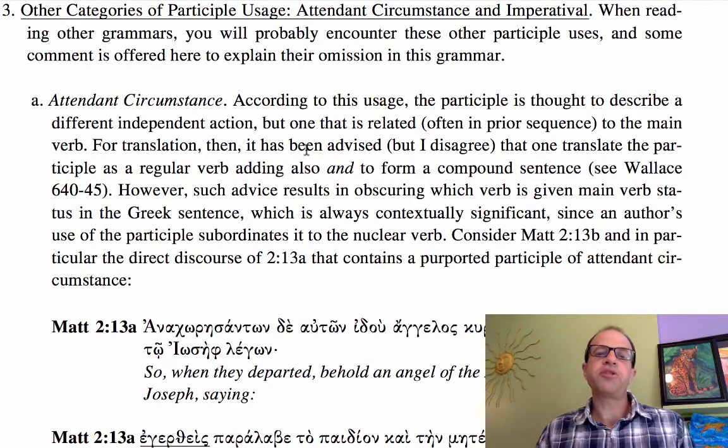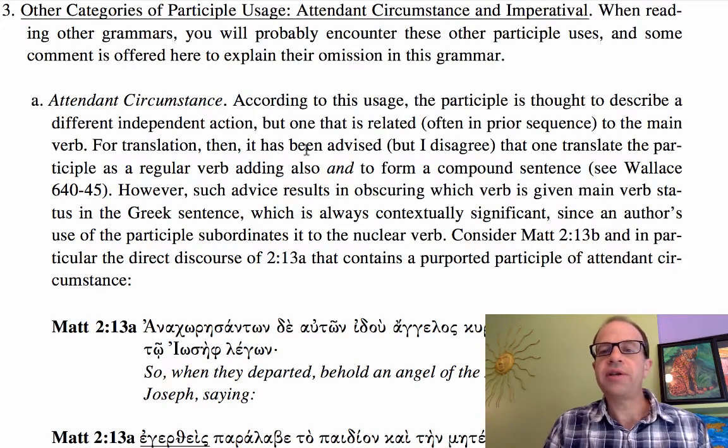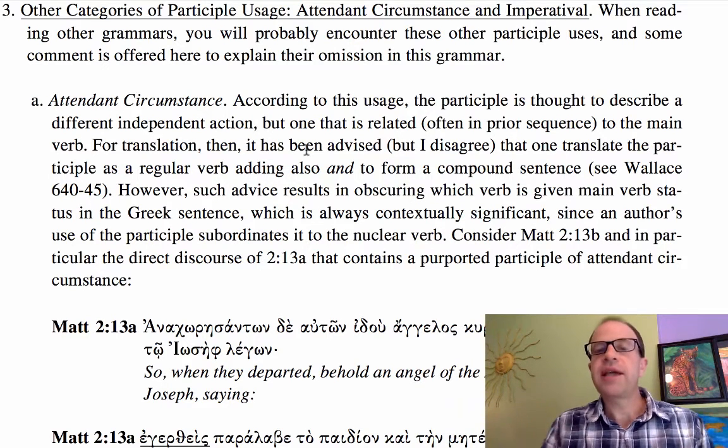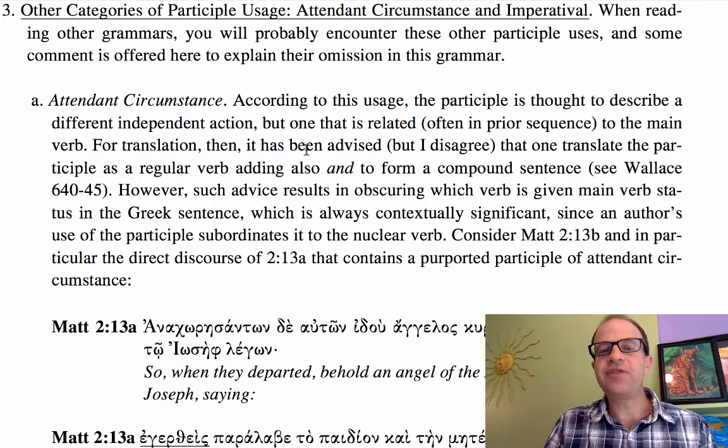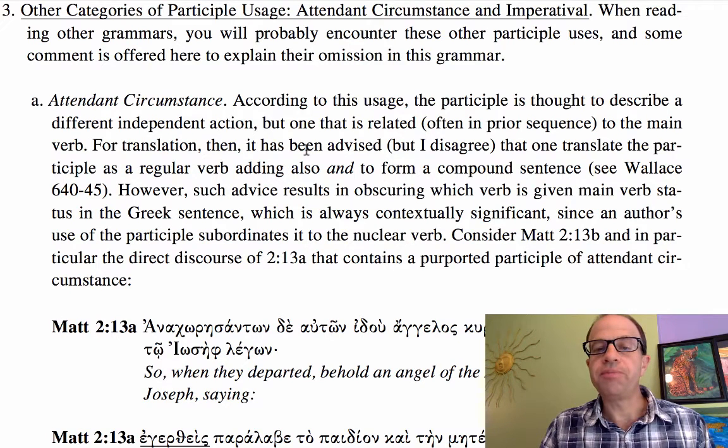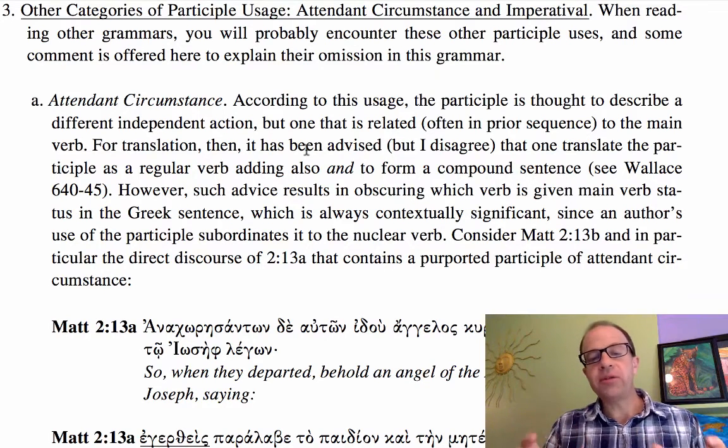Another category of participle use is called attendant circumstances or imperatival. These are possible categories of use. Attendant circumstance is when the participle is thought to describe a different independent action, but one that is often related and often prior in sequence to the main verb. For translation, it has been advised, although I disagree, that one translate the participle as a regular verb adding an "and" to make it form a compound sentence.